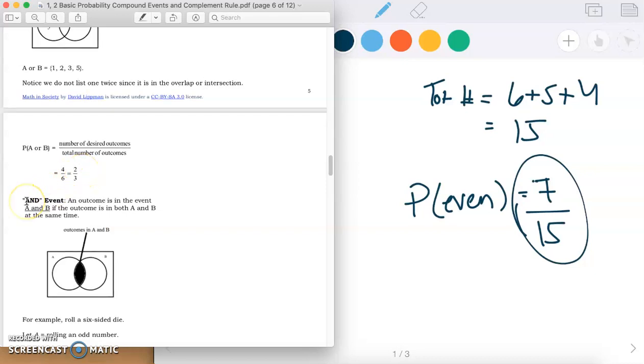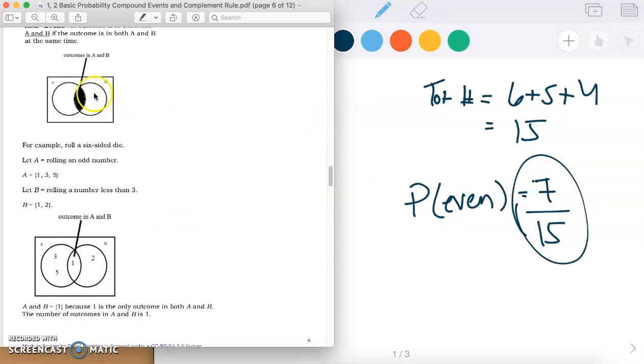Next, we're going to talk about an AND event. That's the intersection. Remember we talked about that in the last unit. So an outcome is in the event A and B if the outcome is in both A and B at the same time. So here it's that shaded area in the middle, that intersection.